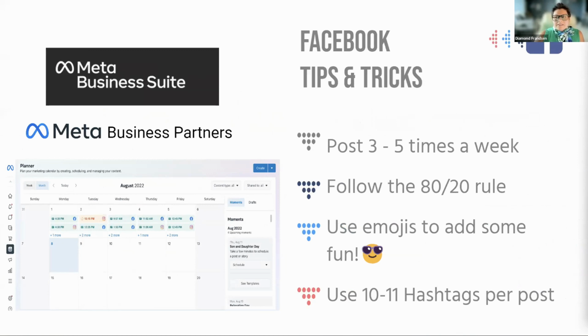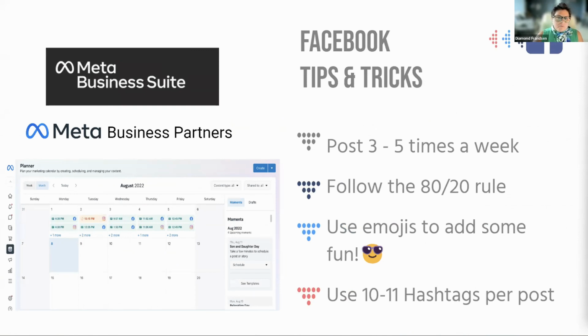3 to 5 times a week. Yes, I know that's a big ask, but if you can do it using a scheduling platform, that is ideal. Like Meta Business Suite makes it easy to plan out your posts in advance. So if you can't physically be posting 3 to 5 times a week, set some time aside in your calendar to schedule those posts. And that is a good time saver there.